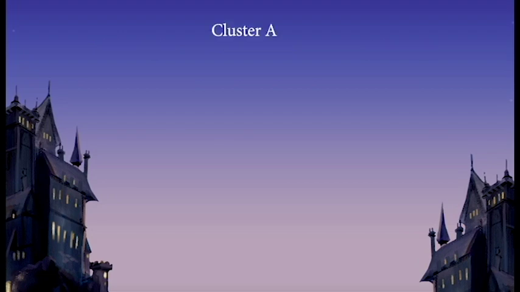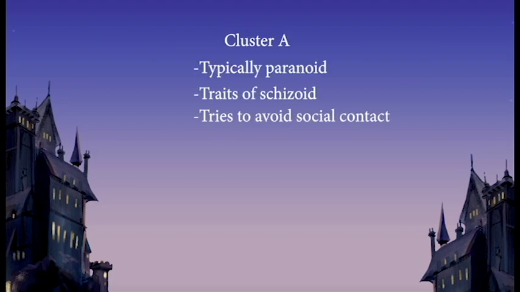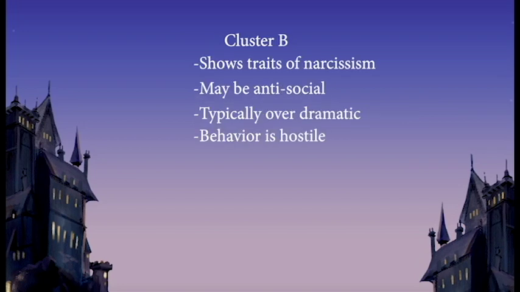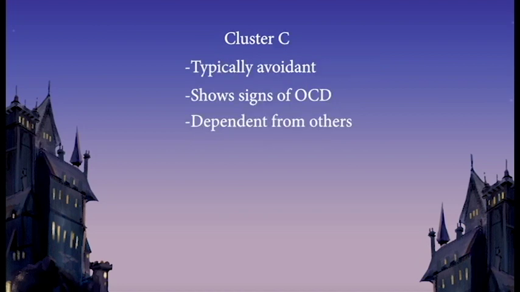Cluster A incorporates a personality that is typically paranoid. They show traits of schizoid, and they may try to avoid social contact. Cluster B may show traits of narcissism and may be antisocial. Cluster B is typically overdramatic, and their behavior is hostile. Cluster C is typically avoidant. They show signs of OCD, and they are typically dependent from others.